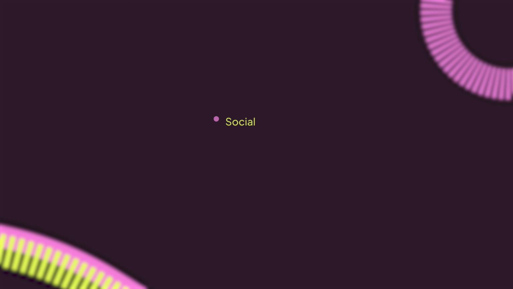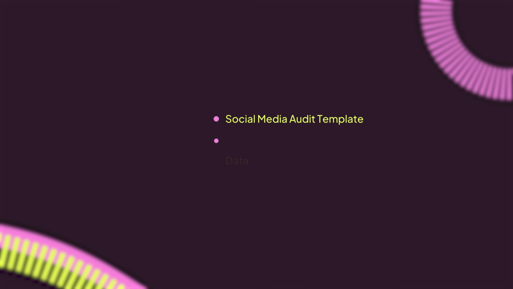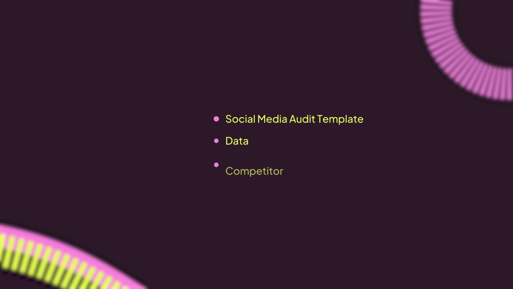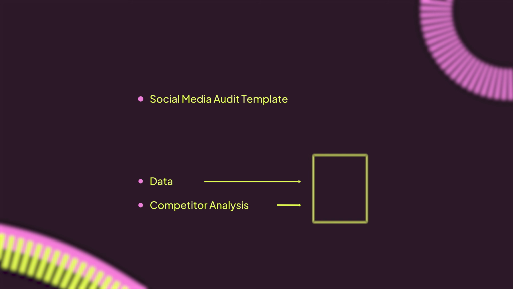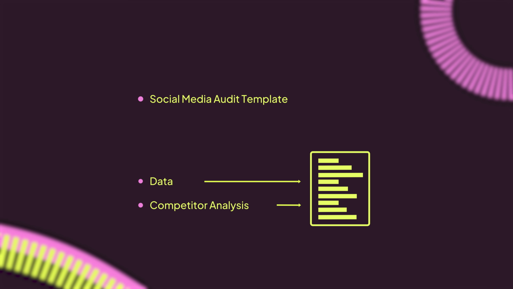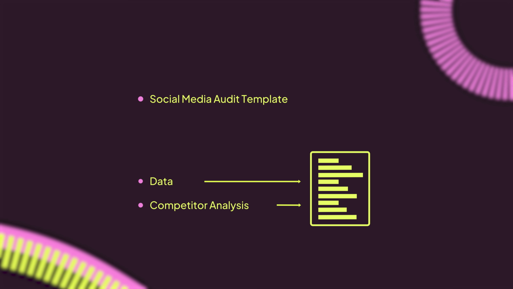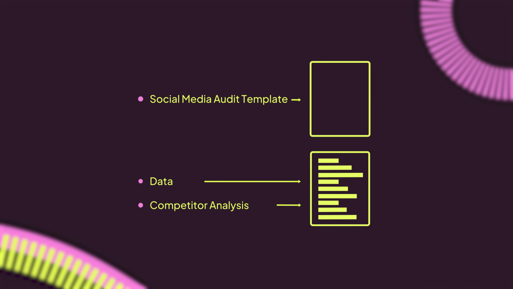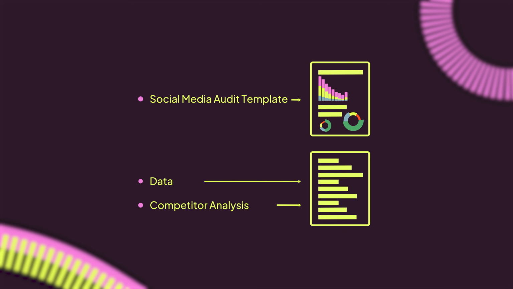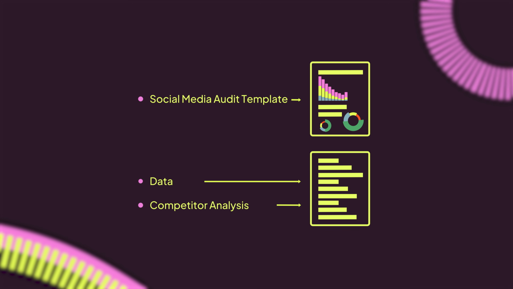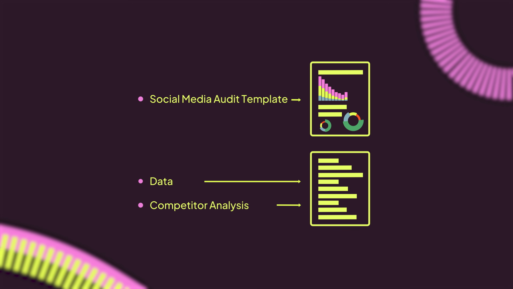When you open it, you'll see three sections: the social media audit template, the data, and the competitor analysis section. The last two, which are data and competitors, are going to be your workbook. That's where you're going to collect all of your information. Then inside the audit section, you're going to shape and organize everything so you can clearly see what's working, what isn't, and where you can improve. Okay, let's look at the data.